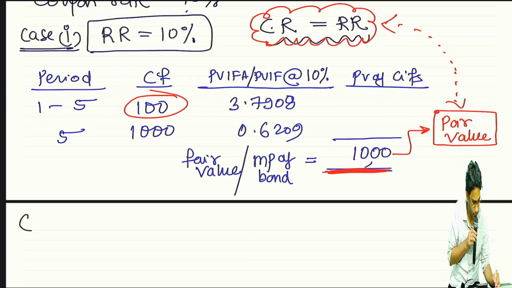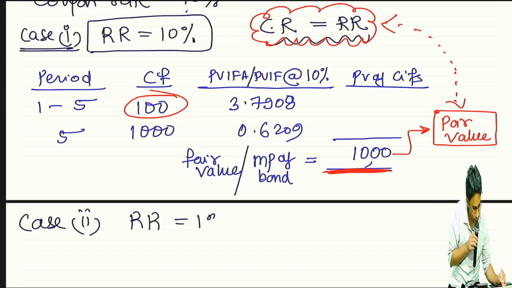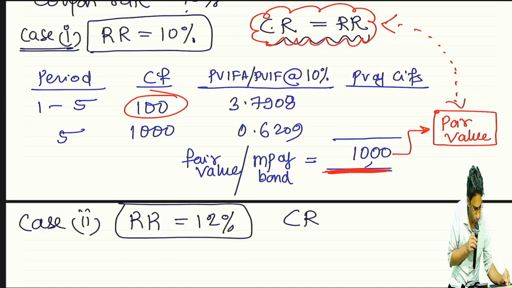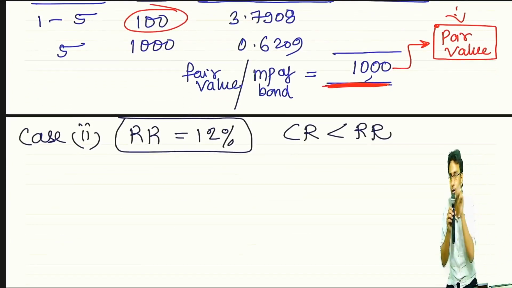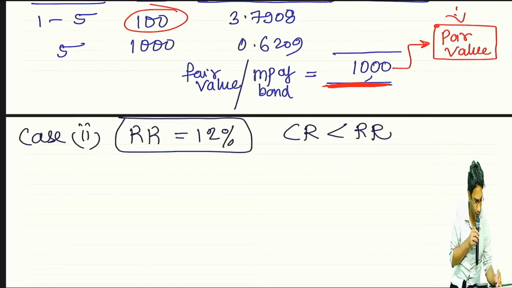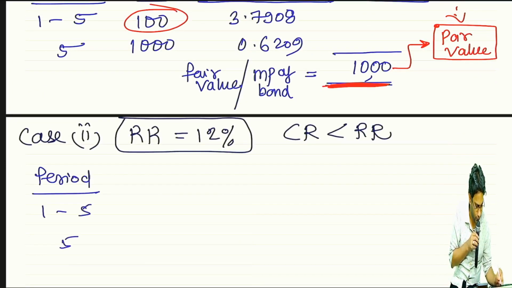Case 2: what is the required return? I took 12. RR of 12% means your coupon rate is less than the required return. The investor wants 12, but your bond will pay only 10. Sir, in this case, what will happen to the price of the bond?